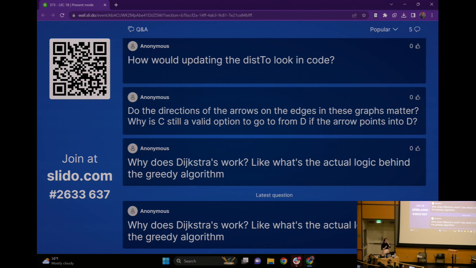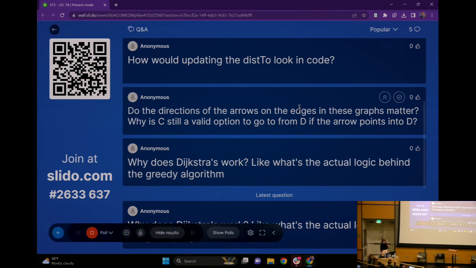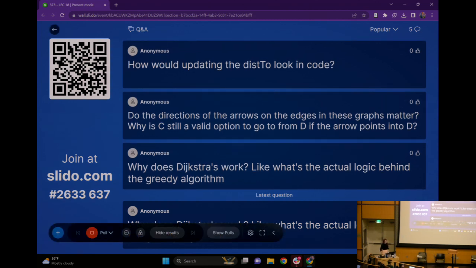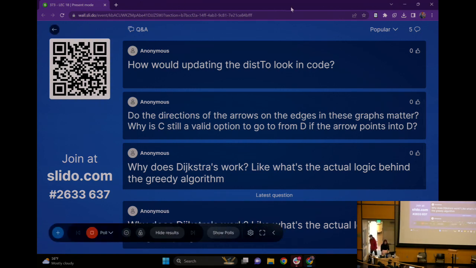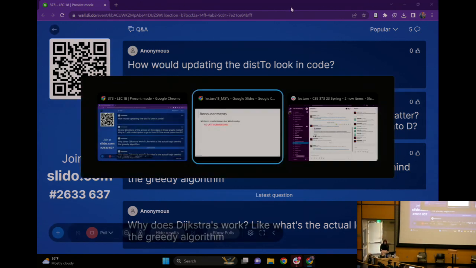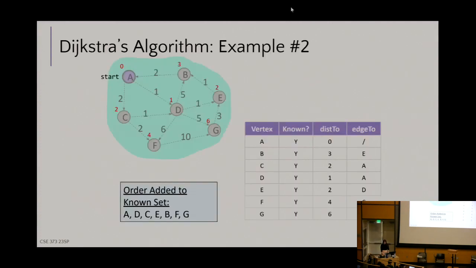Yes? Going back to the previous question, on the slides, I saw that there was an arrow pointing from C to D. So why was that still a valid option? It might just be in the slides. Let's see. Looking at this, it looks like C has outgoing edges to D and F. Was there an edge that mysteriously popped up?